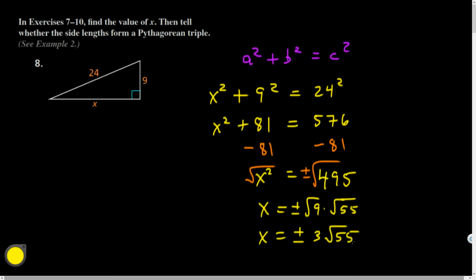Now, in the world of algebra, this problem has two answers. In the world of geometry, only one is appropriate because distances will always be positive. And so you could say x is also approximately the square root of 495, which is about 22.25.